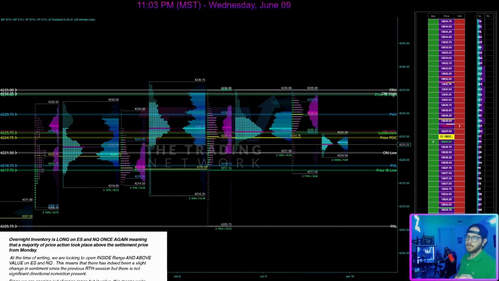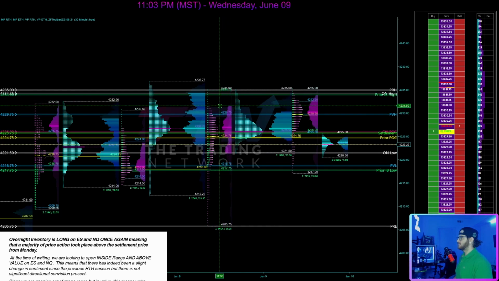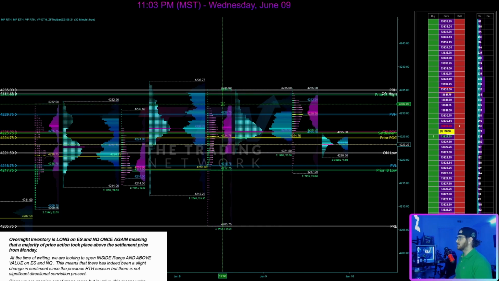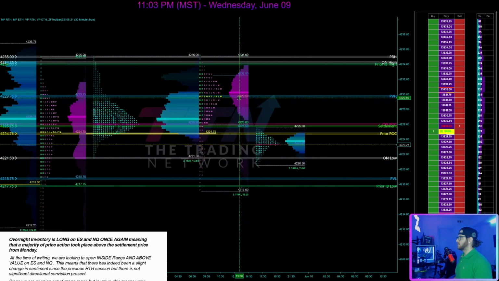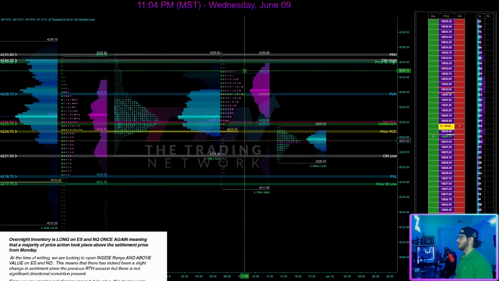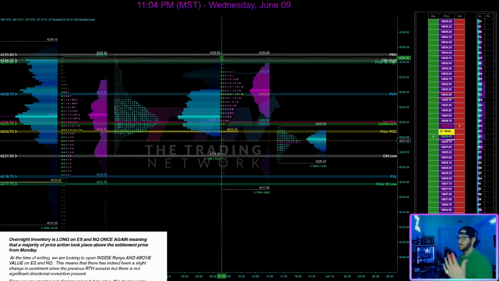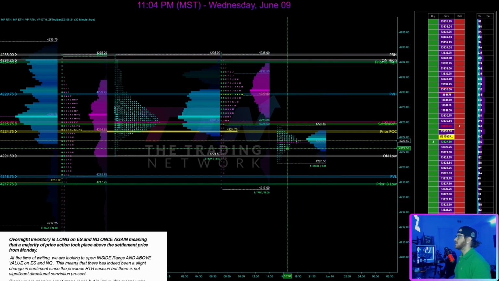At the time of writing, we were looking to open inside range and above the value area from yesterday on ES and NQ. So we were looking to open above value, which is above value area high here, but still within yesterday's range. If I zoom in here, we find O period. You can see we opened way up at the top of yesterday's range, very close to where we opened yesterday. We got the test. We could not, once again, get above the overnight highs, just like yesterday, and we got the swift push down.